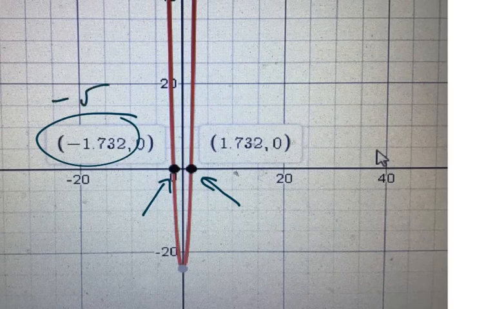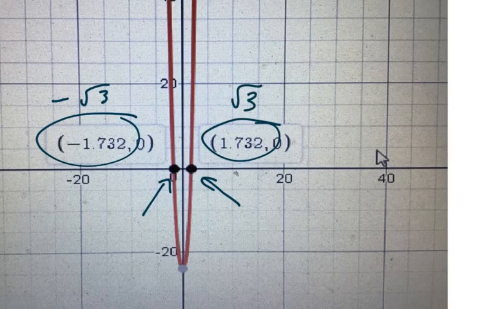This again is negative square root of 3. This right here again is positive square root of 3. The other 2 imaginary roots will not show up on a real graph, guys. Pause the video one final time if you need to.